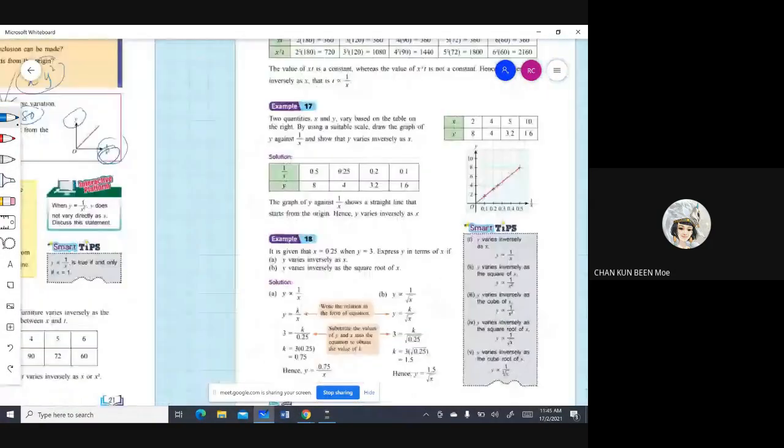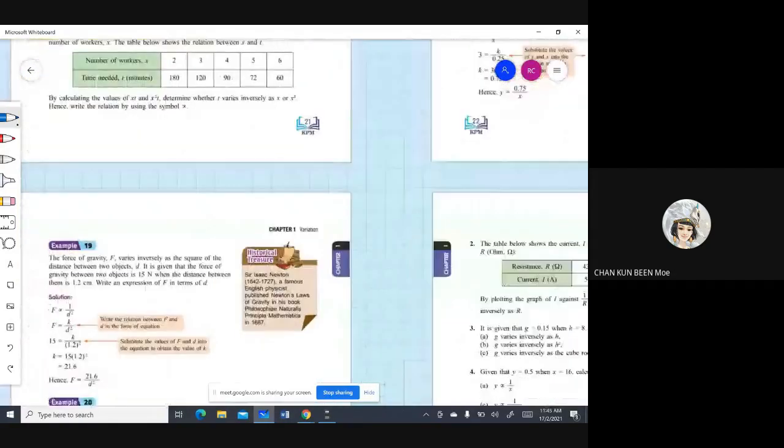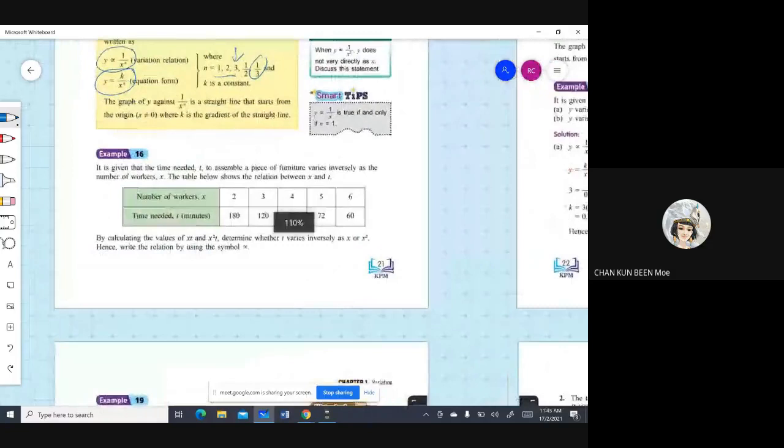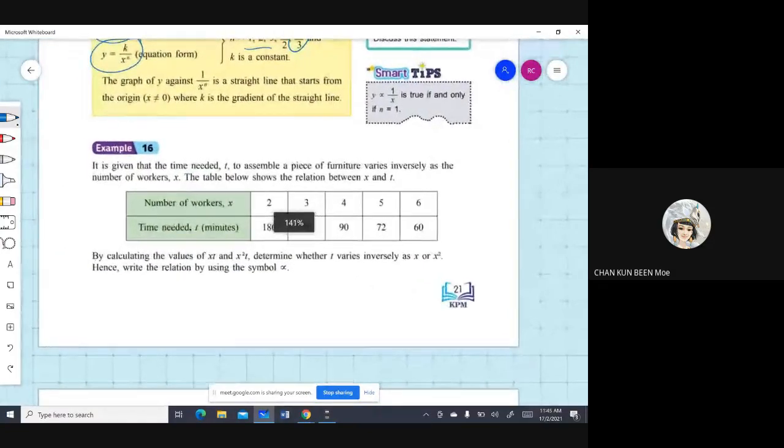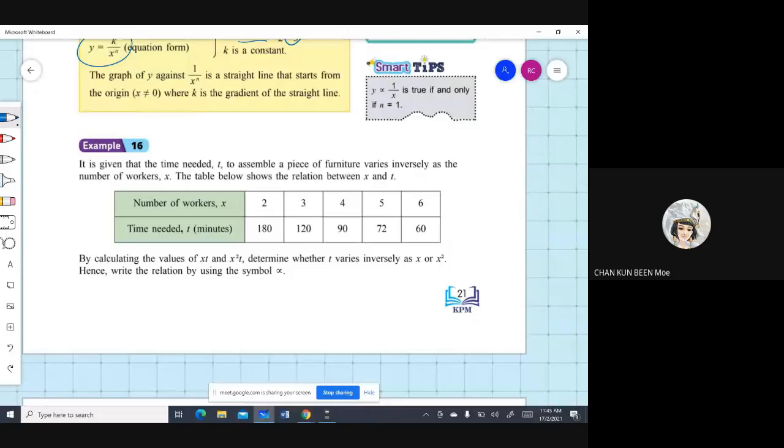Example 16, this one. Okay, I'll go through it fast with you for this example. It is given that the time needed, T, to assemble a piece of furniture varies inversely as the number of workers. So T and x vary inversely, meaning 1 over x. The table below shows the relation between x and T. So when x is increasing, T is decreasing. By calculating the value of xT and x squared T, they ask you to determine whether T varies inversely as x or x squared, and then write the relation by using the varies directly sign.